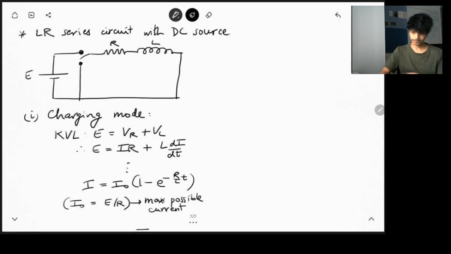So earlier we had almost the same expression, except that it was in terms of charge, not current. And over here, instead of t over RC, now we have R over L times t. Similarly, you can also have the discharging mode.